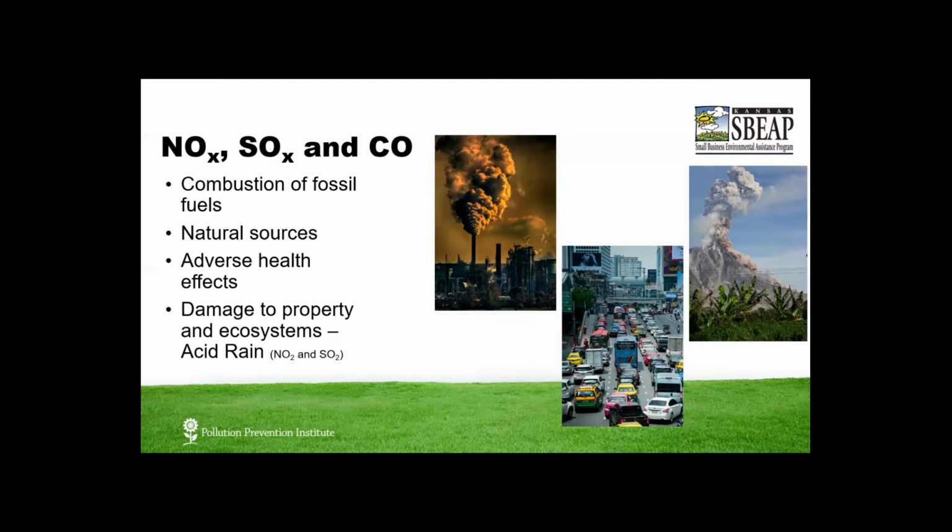NOx, SOx, and CO are common pollutants from the combustion of fossil fuels. However, these pollutants can also be emitted from other industrial processes and even natural sources. Not only can these pollutants cause adverse health impacts, such as carbon monoxide poisoning, SOx and NOx can cause property and ecosystem damage through acid rain. Both can be in the form of particulate matter and contribute to reduced visibility and a hazy appearance to our air.